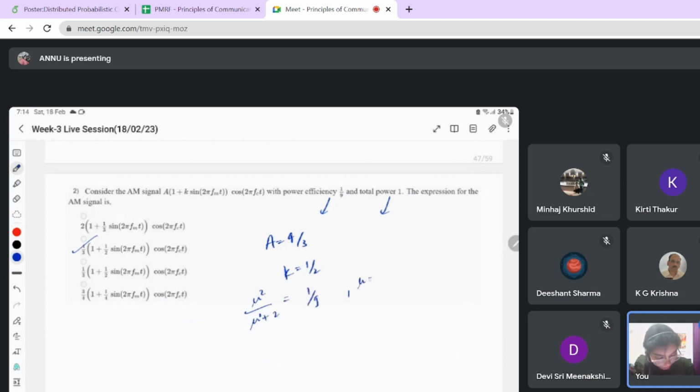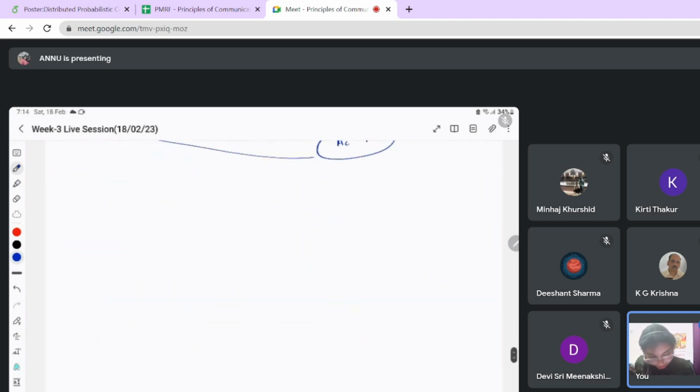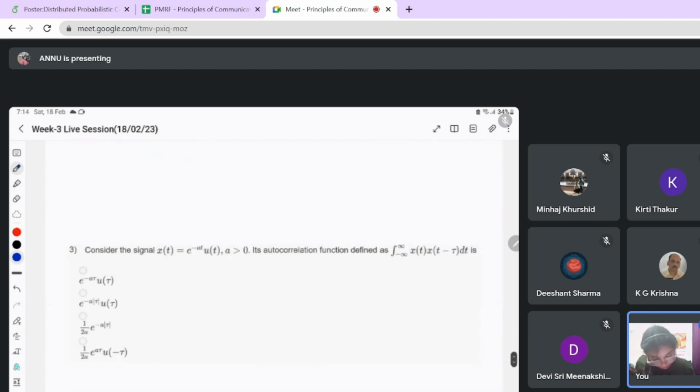You will get the mu value. Power is equal to Ac square by 2, times 1 plus mu square by 2. So you will get the value of Ac. Here Ac is equal to A. You will get this one. So nice. Moving to the next question.